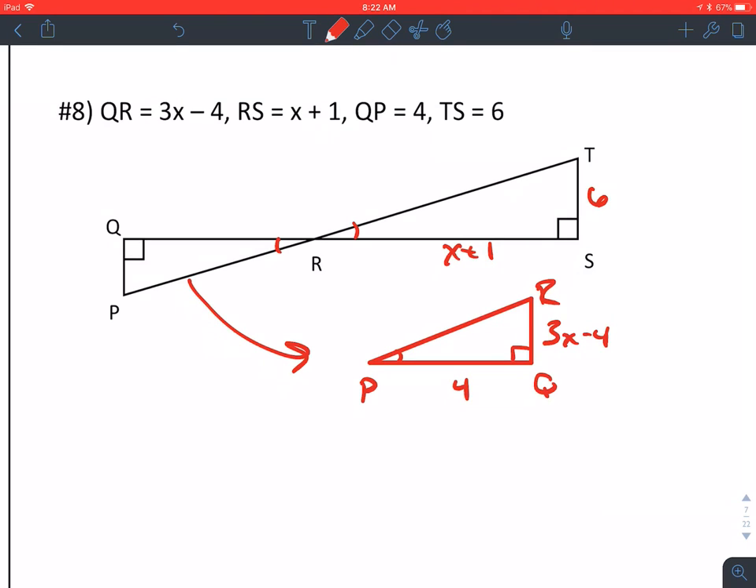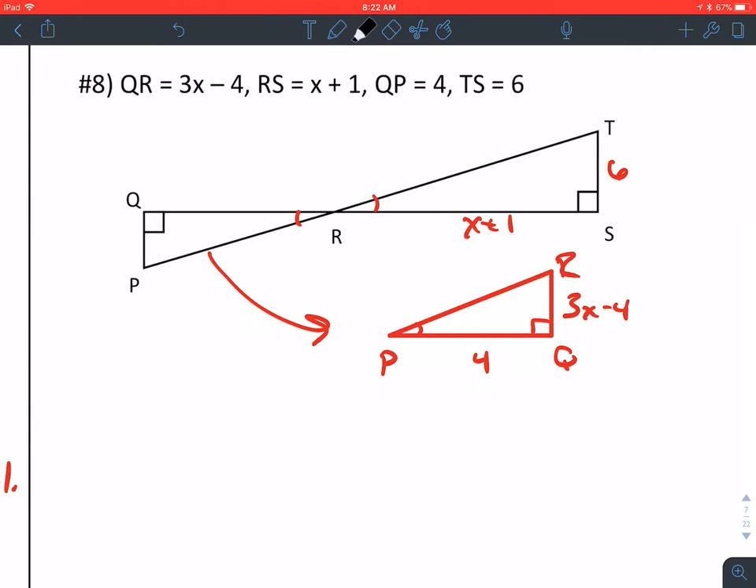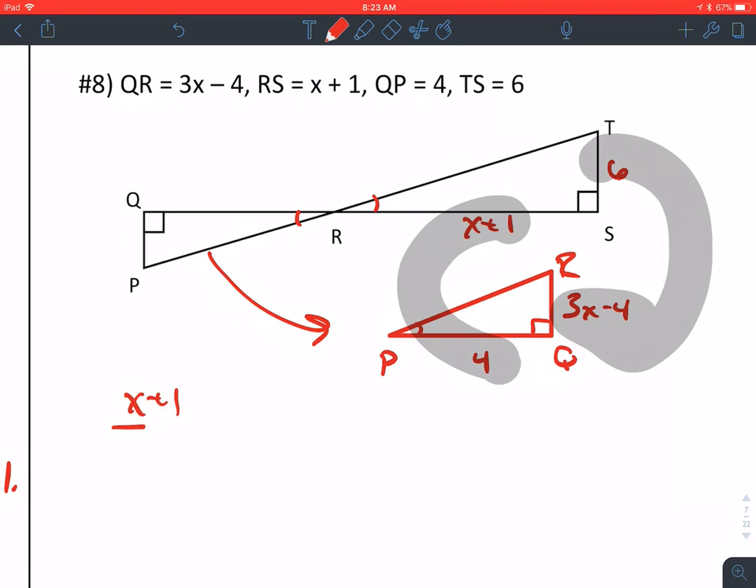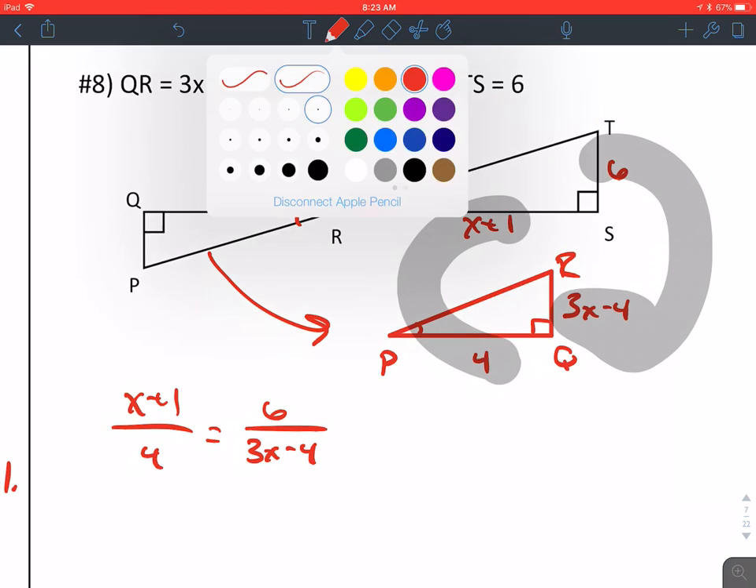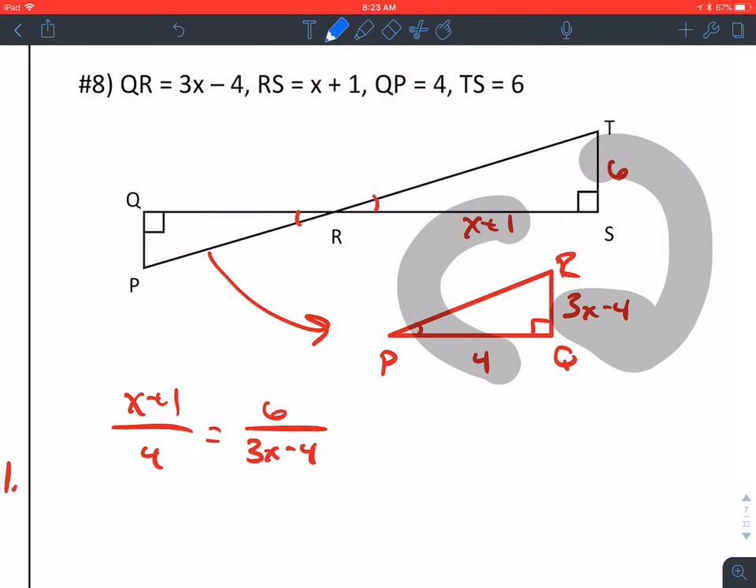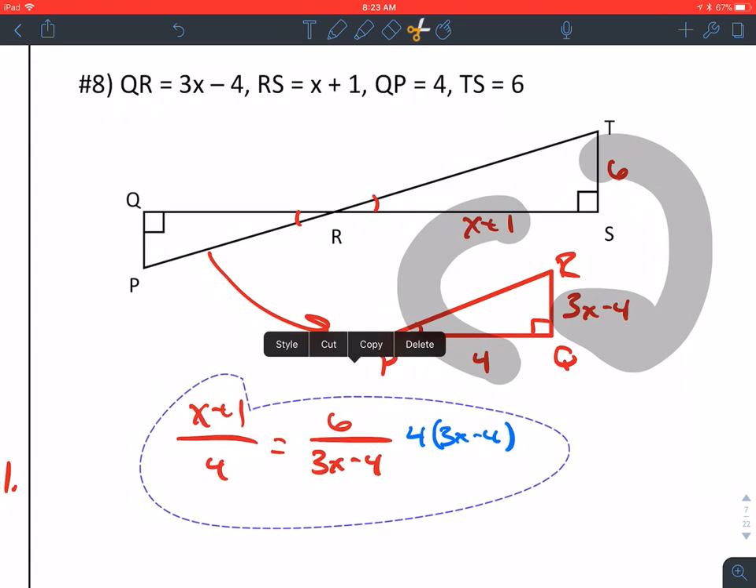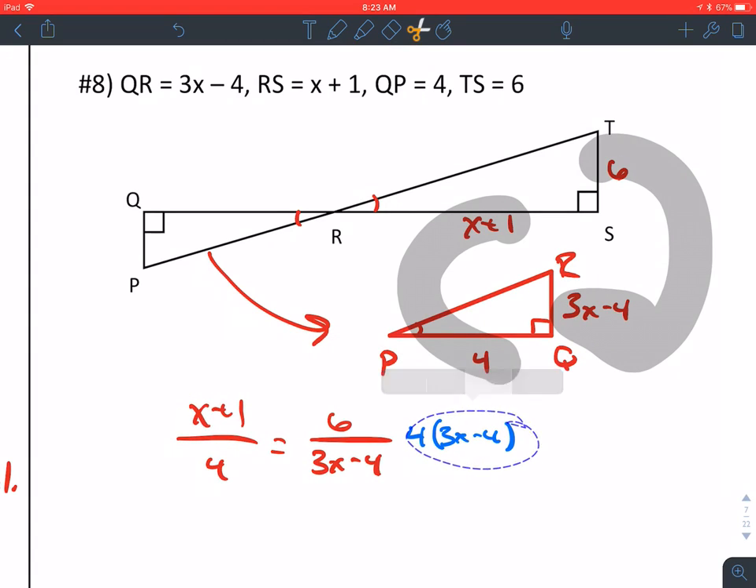Since the two triangles are similar by the angle-angle similarity, corresponding sides are proportional. So x plus 1 is to 4 as 6 is to 3x minus 4. I'm going to multiply both sides by the product of 4 and 3x minus 4. That is the multiplication property of equality for real numbers. I can multiply both sides of the equation by the same thing anytime I want. Multiplying and dividing by the same thing cancels.